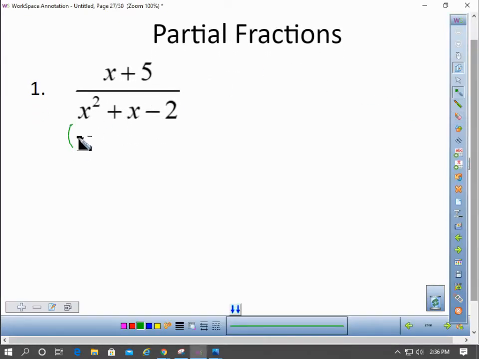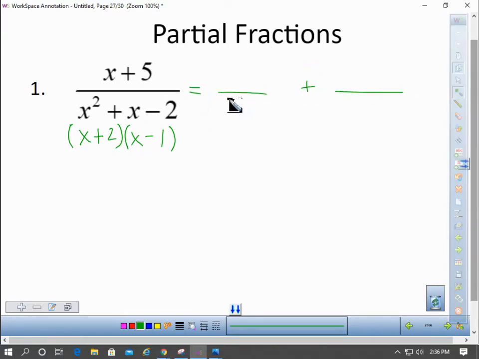So when you factor the bottom down here, again, 2 and 1, more positive in the middle, it factors into that. So you break this up into two fractions. One of them has the x plus 2 denominator. The other one has the x minus 1 denominator. And you label them A and B. It doesn't matter which one is which. Makes no difference.